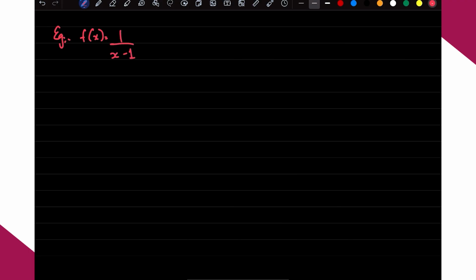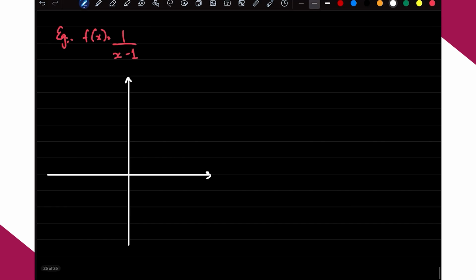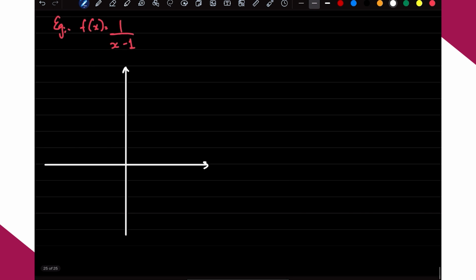Right, so before we sketch the graphs, let's draw our axes first. So we can have this over here, this right here, and this right here. Okay, and again, let's label it. So we've got y and we've got x. So now we're going to go ahead and first find the details about this graph.